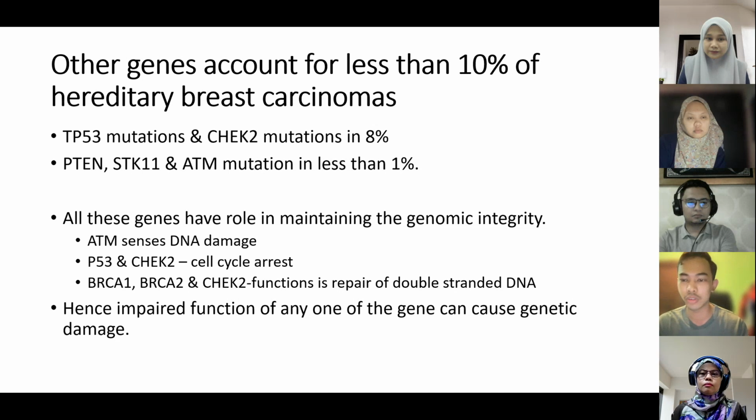All these genes have a role in maintaining genomic integrity. The first one, ATM senses DNA damage, and P53 and CHEK2 cause cell cycle arrest, and BRCA1 and BRCA2 function in repair of double-stranded DNA. Hence, impaired function of any one of the genes can cause genetic damage. Next slide.